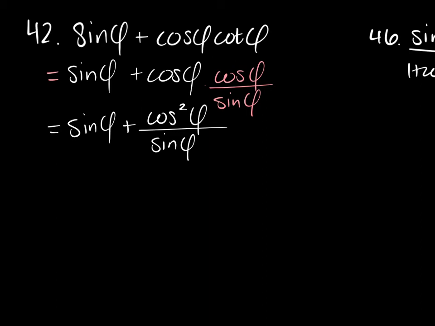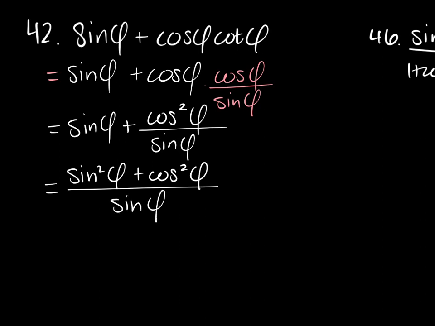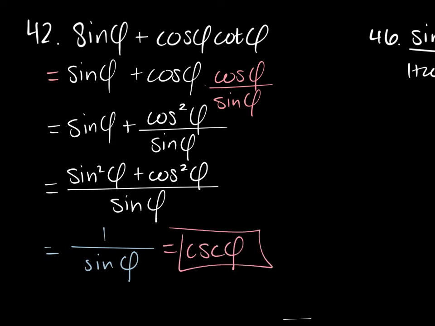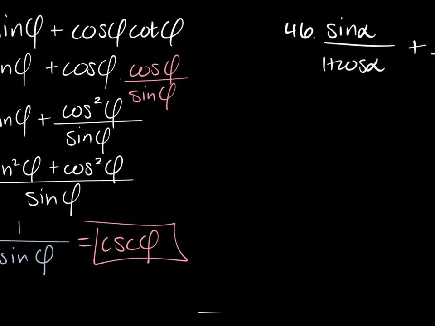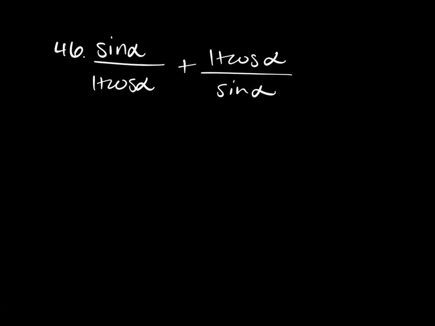In order to add a fraction to a whole number, we need to get a common denominator, which is sine of phi. So we're going to multiply. We get sine squared of phi plus cosine squared of phi all over sine of phi. Using Pythagorean, this is equal to 1 over sine of phi. We are not done though. We cannot leave this as a fraction. So we're going to simplify further using reciprocal, and we get cosecant of phi. Now let's look at 46.